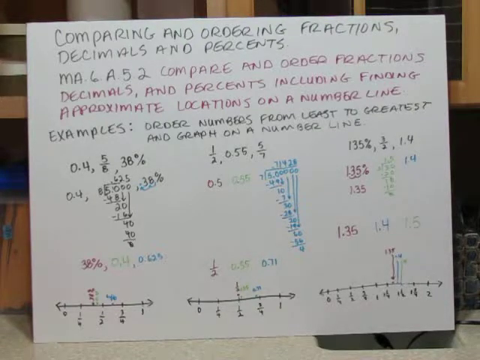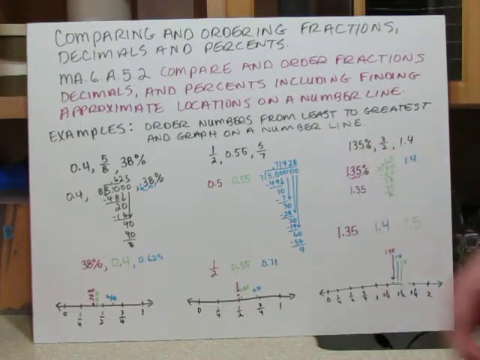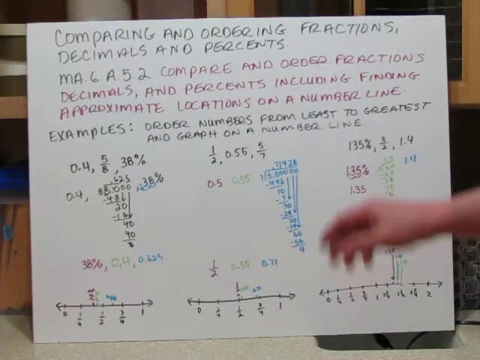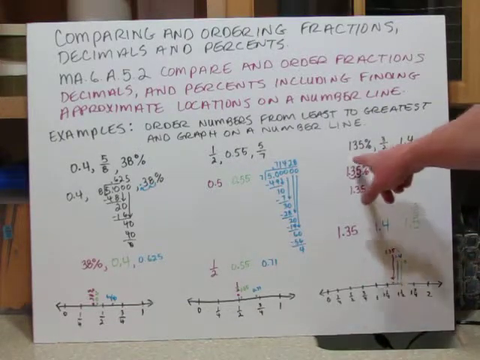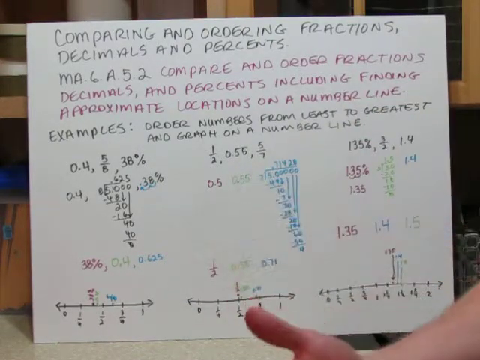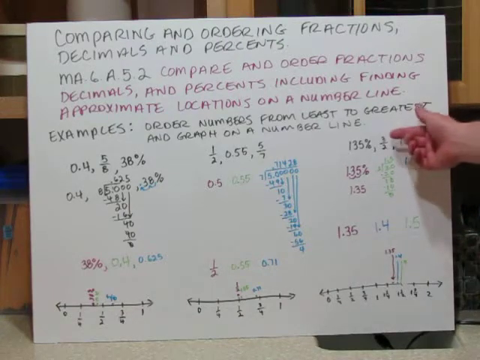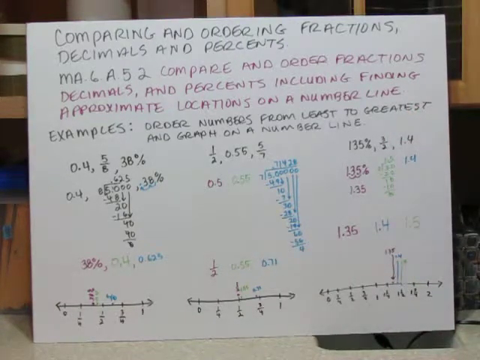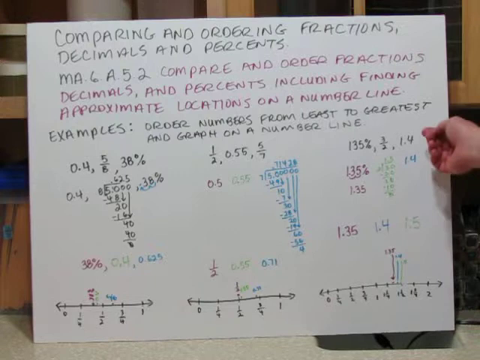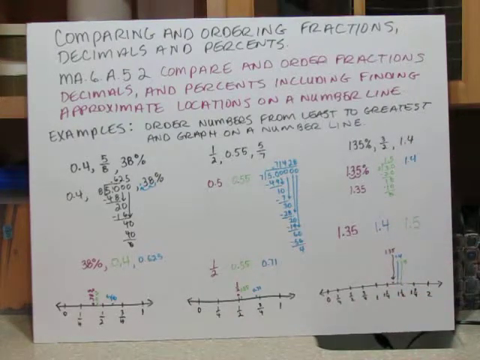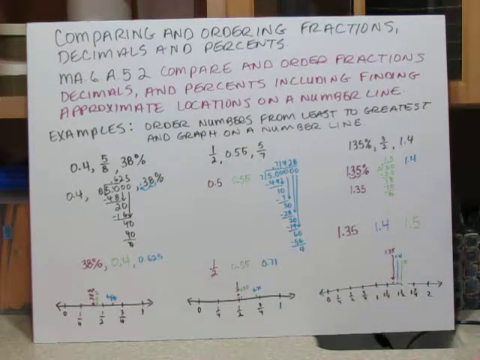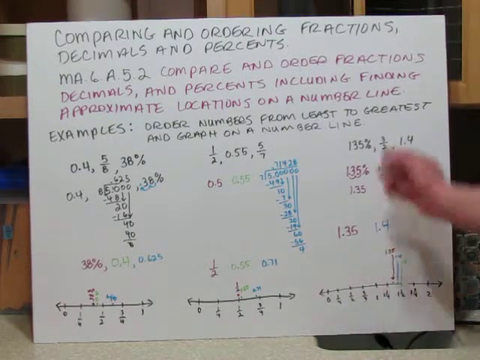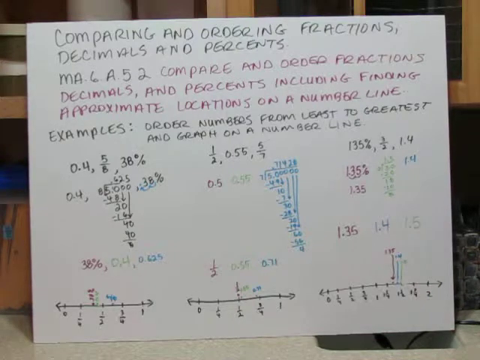Okay, and then the final example, I have 135%, 3/2, and 1.4. Knowing what I know about fractions and decimals and percents, I know 135% means I have more than 1. 3/2, my numerator is bigger than my denominator, so I have a number that's bigger than 1. And 1.4, to me, is pretty obvious, it's bigger than 1. So my number line goes from 0 to 2, because all these numbers are going to fall between 1 and 2.